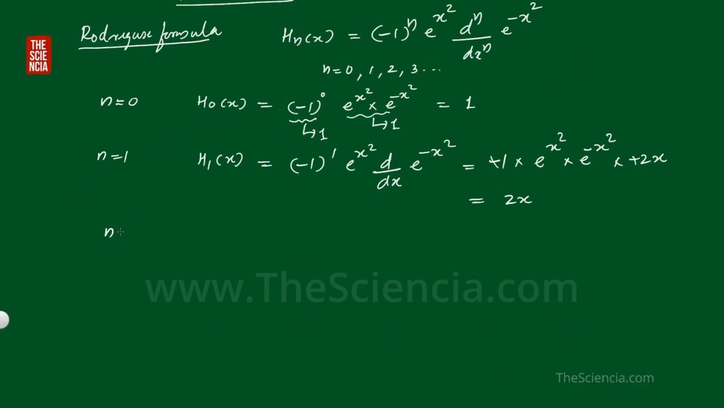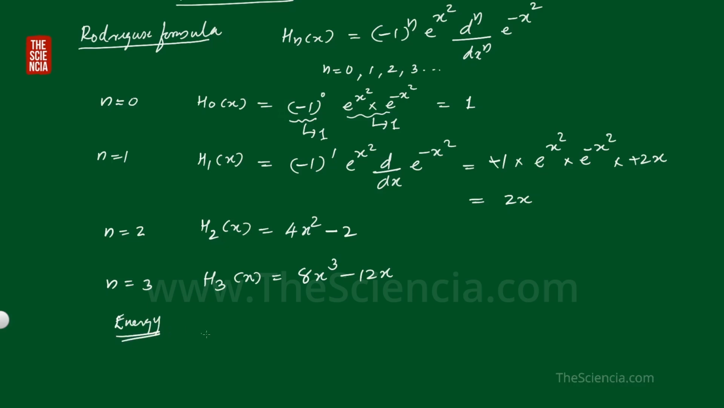And if you solve for other values, that is n equal to 2, you will get H2 of x equal to 4x² minus 2. And if you substitute n equal to 3, you will get H3 of x equal to 8x³ minus 12x. So please remember all these values. And we can find out the energy of the particle in a 1D linear harmonic oscillator, and we will obtain this energy En equal to (n plus half) h cross omega.